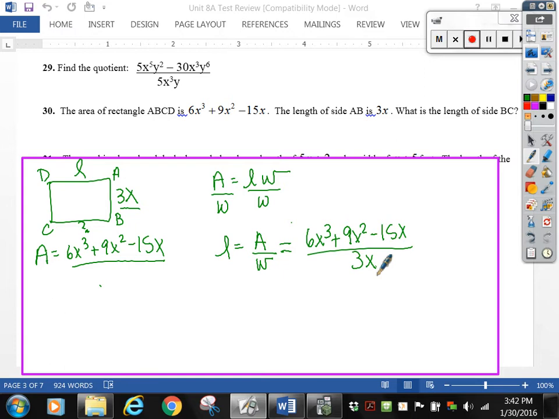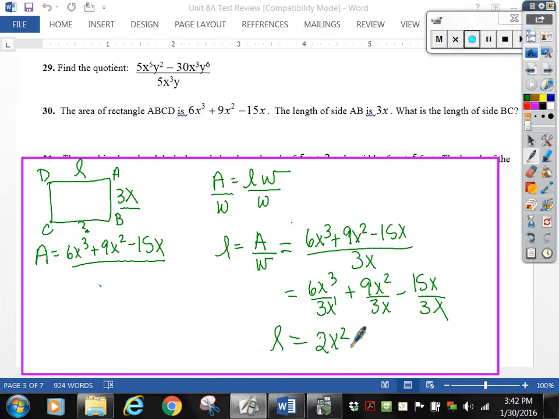So now I can separate this into 3 terms. 6x cubed over 3x plus 9x squared over 3x minus 15x over 3x. Okay, so 6 over 3 is 2. x cubed over x to the 1 is x squared. 9 over 3 is 3. x squared over x to the 1 is x. 15 over 3 is 5, and my x's cancel out.